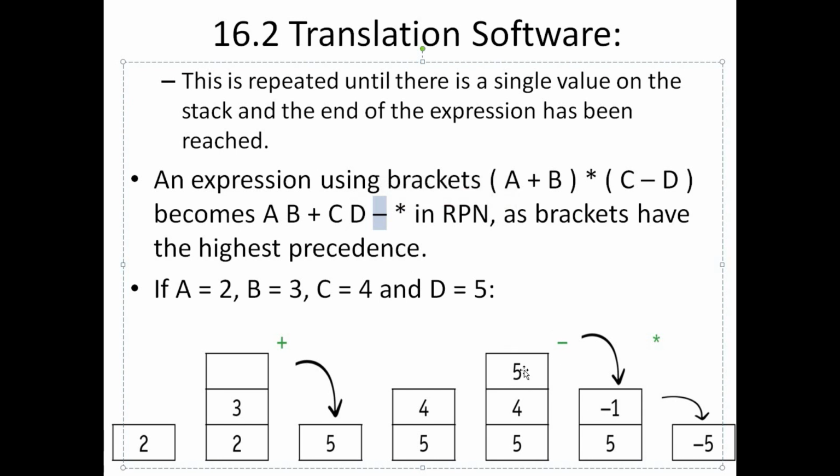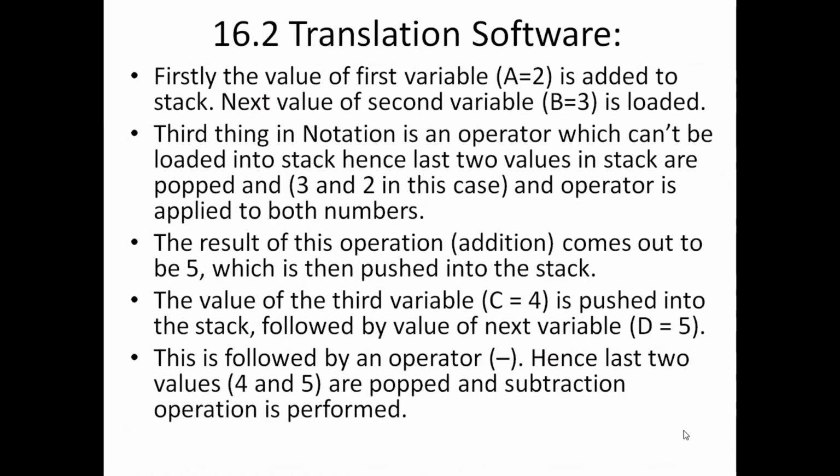You can write the minus symbol over here. 5 minus 4 would be -1. So it will be -1 and 5. Now you apply the multiplication symbol. 5 multiplied by -1. The last stack would hold the final answer, that is -5. This is basically the explanation. If you want to read a written explanation, you can pause and go ahead. I've already explained it to you.